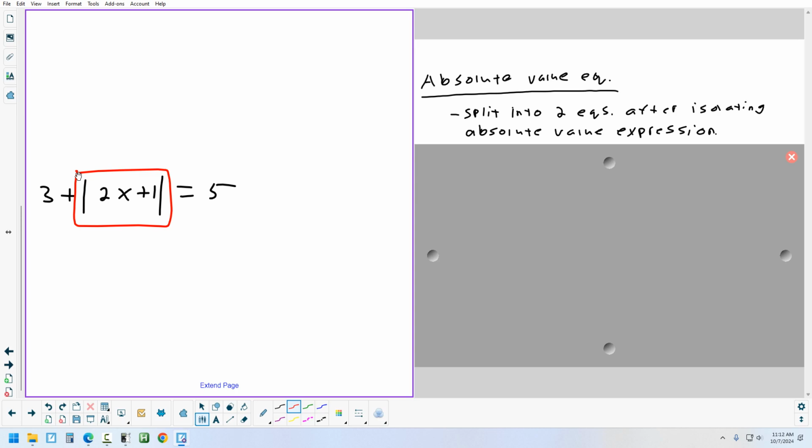If this was the problem we were going to do, how would you get what's in that red box alone on one side? Minus 3 on both sides. Yep, you'd have to minus 3 on both sides. And again, I'm not going to do that, but that would be your first step.